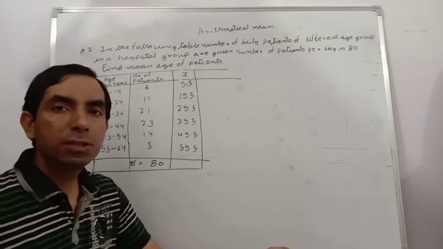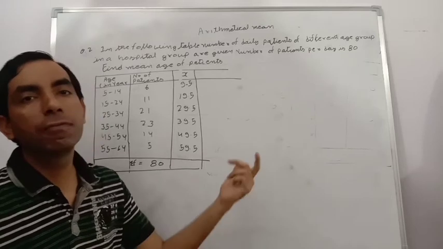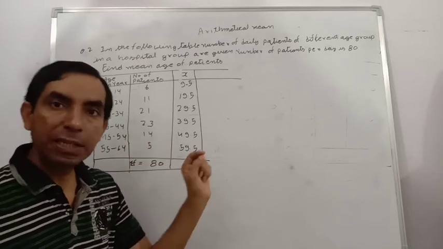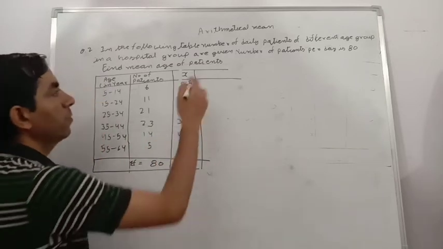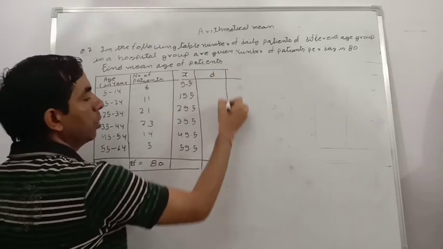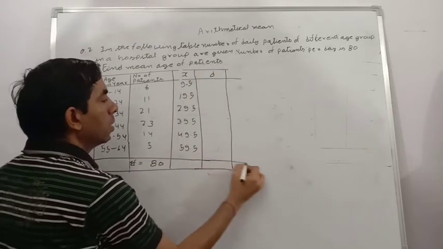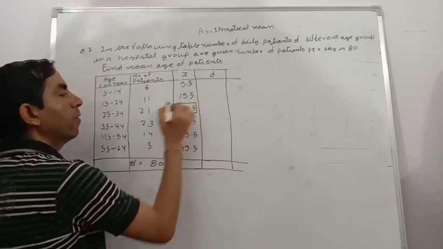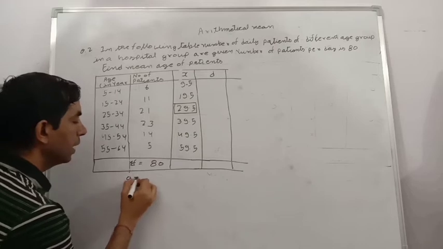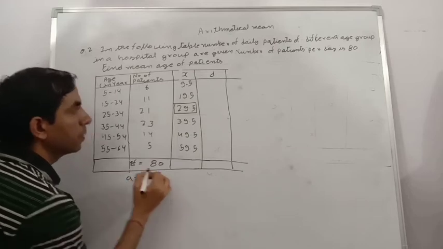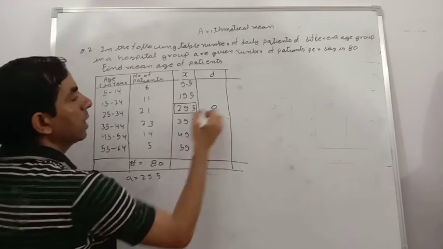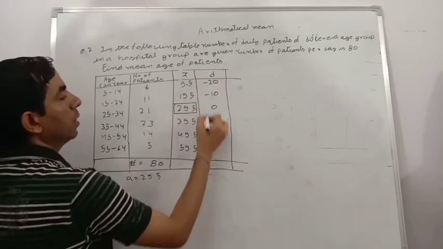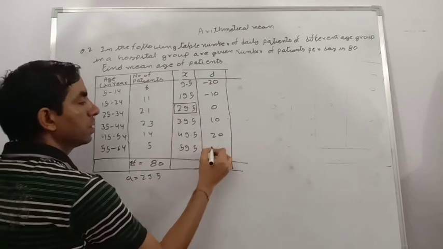So it is our choice which method we want to solve this by. So we find it by the assumed mean method, summation fd. So first we find the value of d. Here we suppose a is 29.5. Subtract it from all, then here we get 0, minus 10, minus 20, 10, 20, 30.